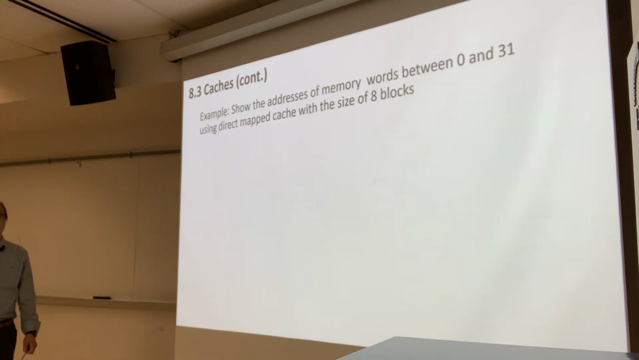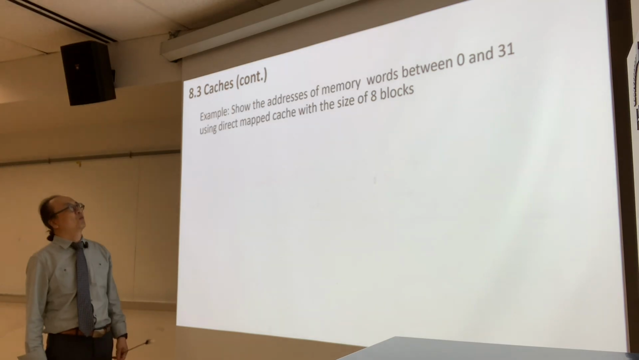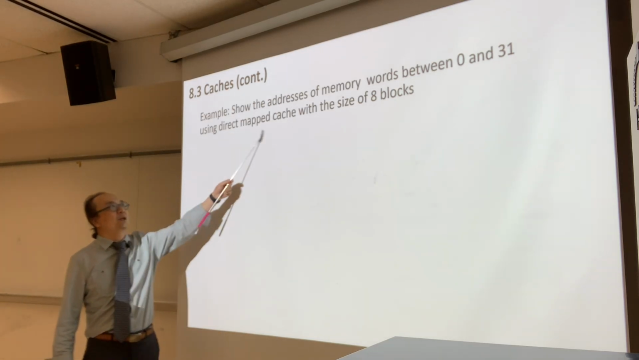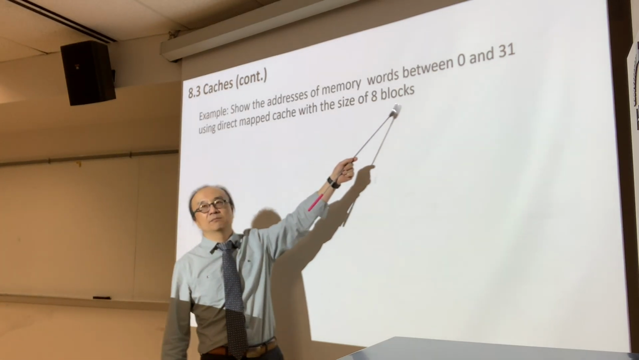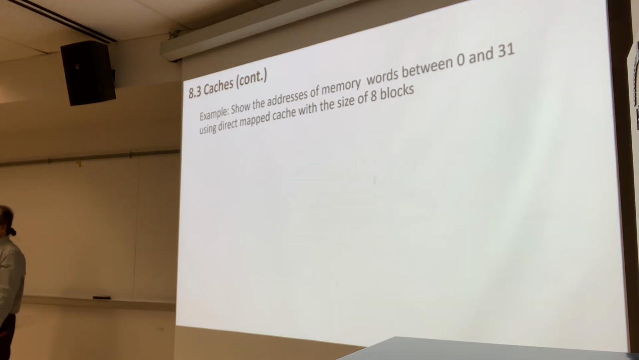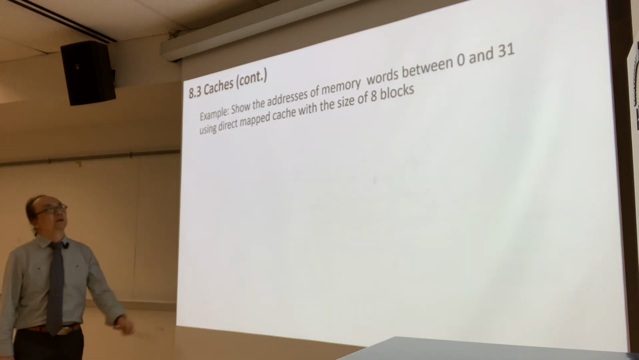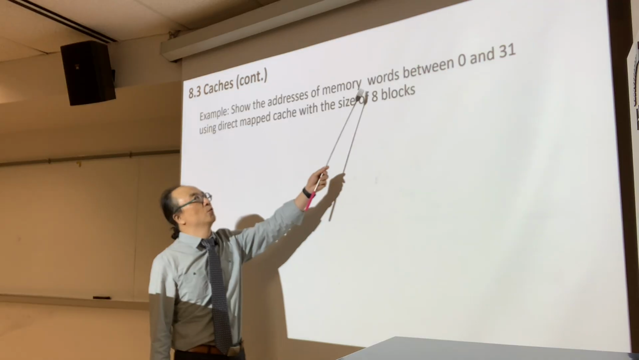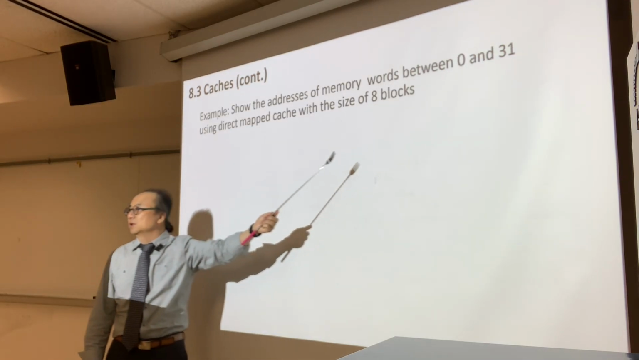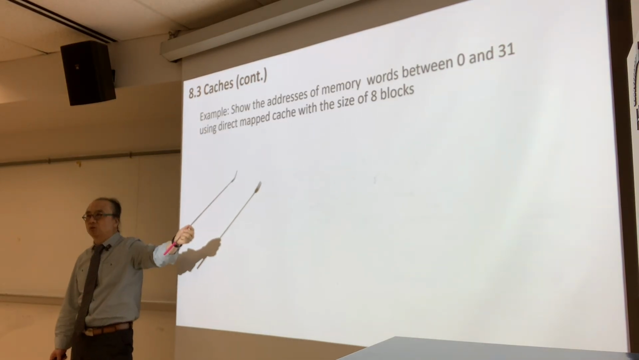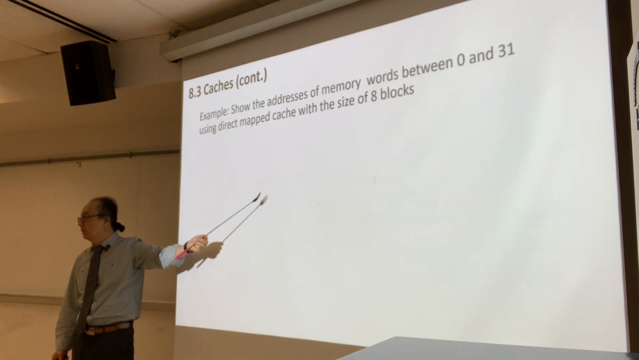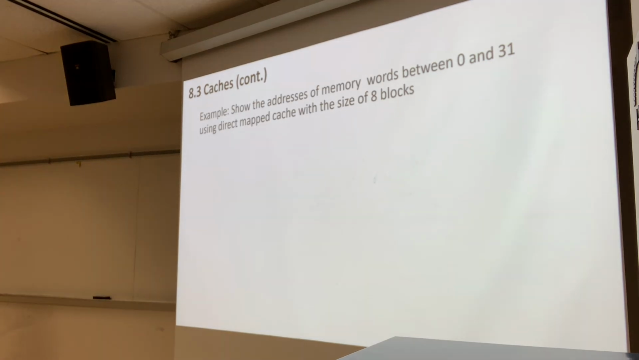So let's do this. Show the addresses of memory words between 0 and 31 using a direct map cache with a size of 8 blocks. I'll show you what the direct map is. Another keyword is memory words. In our definition, how many bits in a word? 32 bits. How many bytes? 4 bytes. Okay, so now we have 8 blocks.